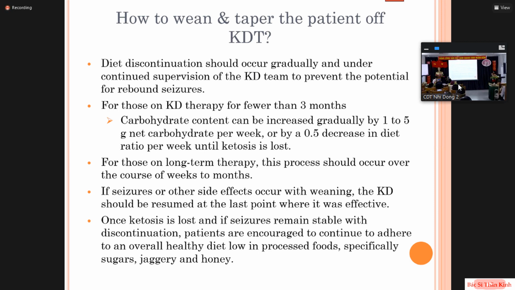If seizures or other side effects occur with weaning the ketogenic diet, it should be resumed at the last point where it was effective. And once the ketosis is lost, and if the seizures remain stable with discontinuation, patients are encouraged to continue to adhere to an overall healthy diet, low in processed foods, specifically sugars, jaggery, and honey. So at our center, once we wean them off completely, we still recommend that the patient should not eat any simple sugars, jaggery, or honey for at least 1 year.